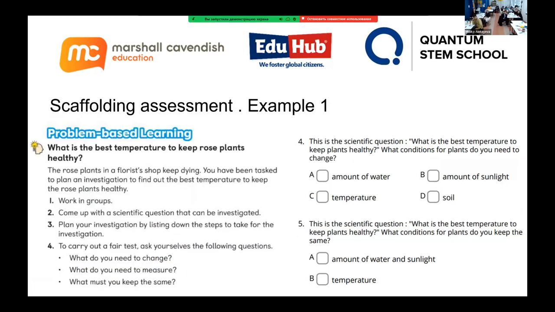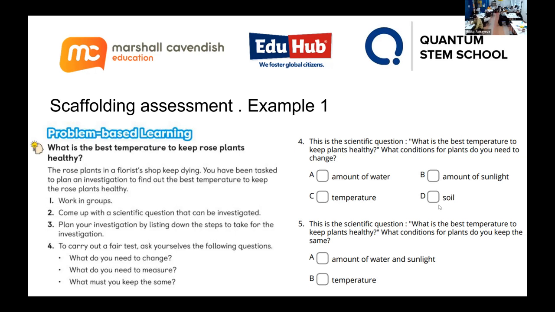Another example, there is a lot of text, but don't be scared. It's another example from the book. Here it has changed its assessment. It's not the content. Now we're looking at the assessment, how it was scaffolded. There is a long description of the process. However, I changed it like the scientific question: what's the best temperature to keep plants healthy? So this is what we're investigating. What's the best temperature? What conditions for plants do you need to change?